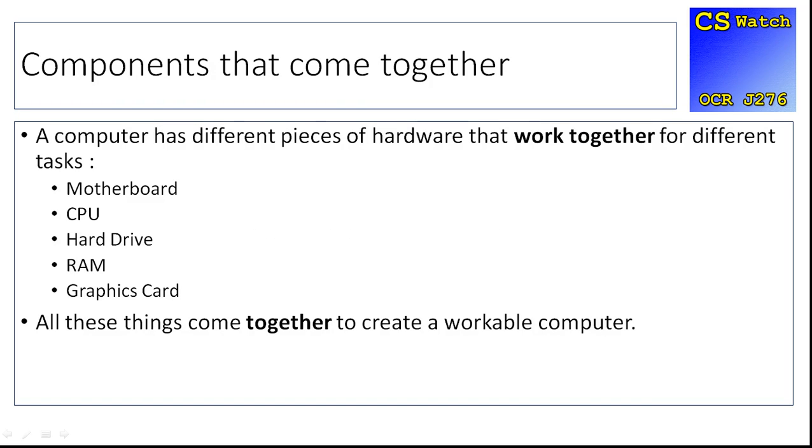A computer contains components which work together to create a computing experience for you. So there's going to be a motherboard, there's going to be a CPU, there's going to be a hard drive, RAM, graphics card. All these things come together to create a workable computer. If you take one of those things out, if you take out the CPU or if you take out the motherboard, there's something missing. The computer system isn't going to work. So a computer system needs all these different components, and other components we'll be looking at in a future video, to be able to create a workable computer system.